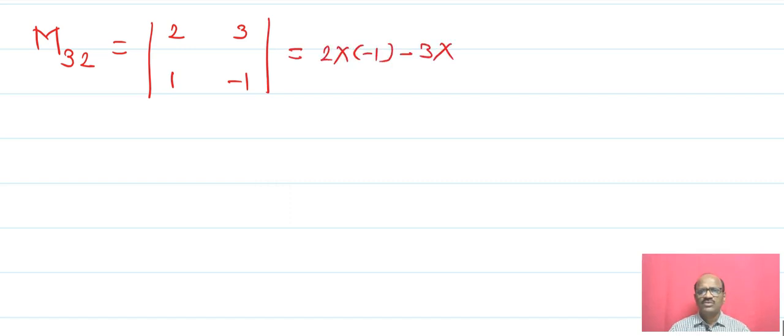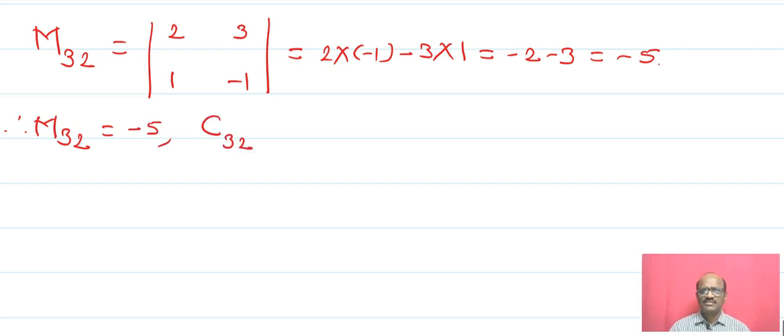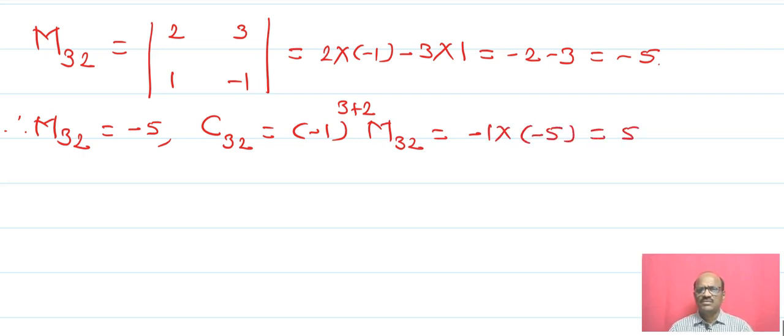Now M32 is equal to 2 3, 1 minus 1, that is 1 into minus 2, minus 3 into 1, that is minus 2 minus 3, minus 5. Therefore M32 is equal to minus 5. Now its cofactor C32 is equal to 5.